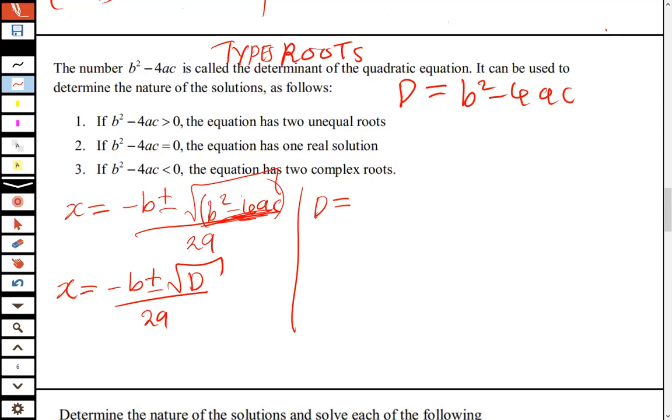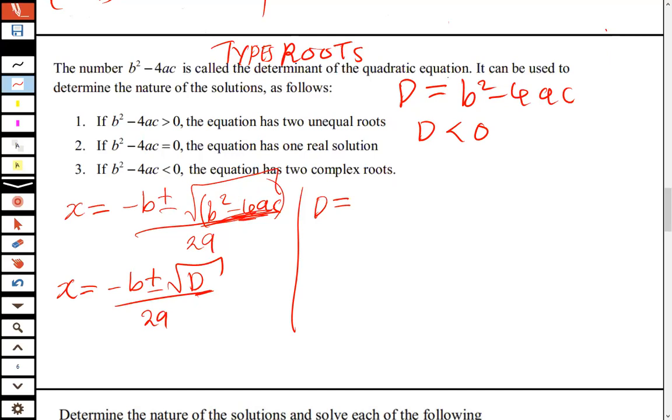When D is negative, meaning when D is less than 0, the square root of a negative number will give us a complex number. So what that means is that the answers you are going to get, by the way, the answers that you always get after solving a quadratic equation are called roots of a quadratic equation.